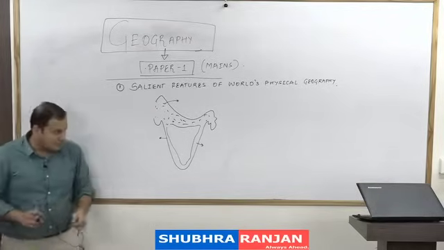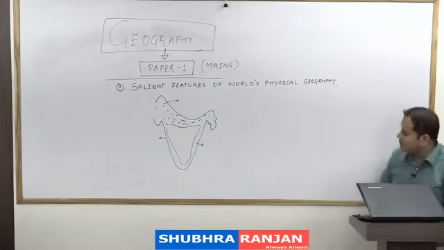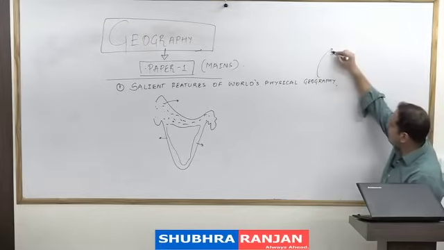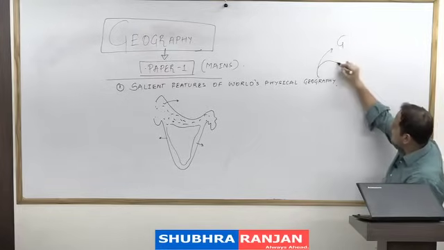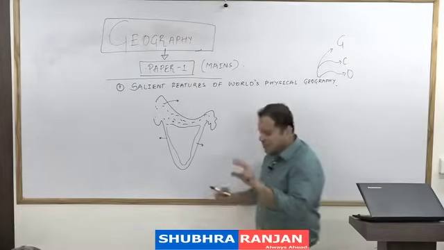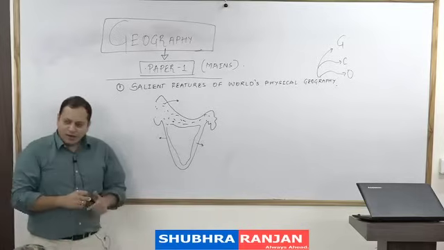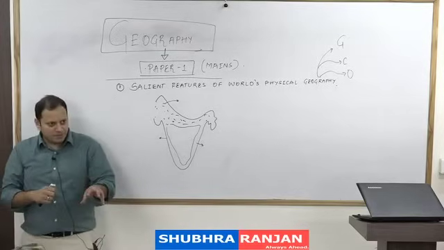We will discuss in detail how we are going to study the syllabus, and then you can understand the syllabus. In world's physical geography, as of now you remember, there is geomorphology, climatology, and oceanography. These are the salient features of the world's physical geography. Now I am asking you one simple question.